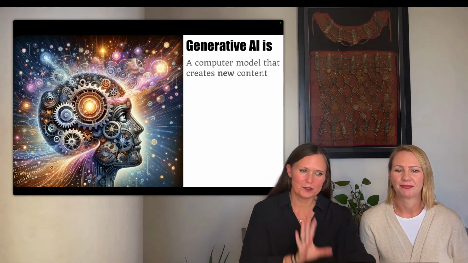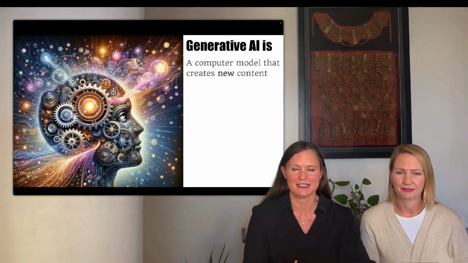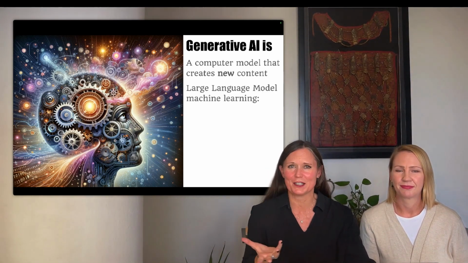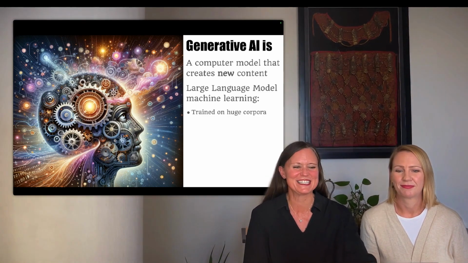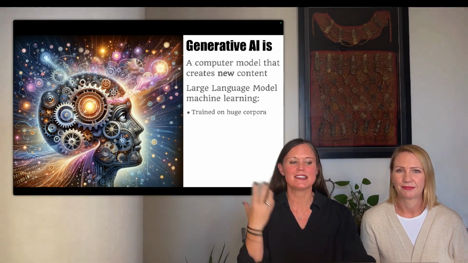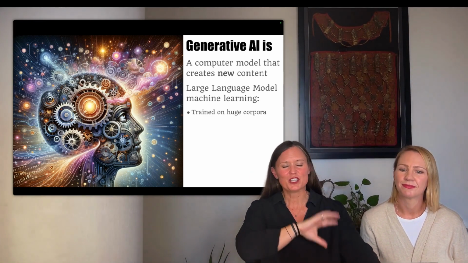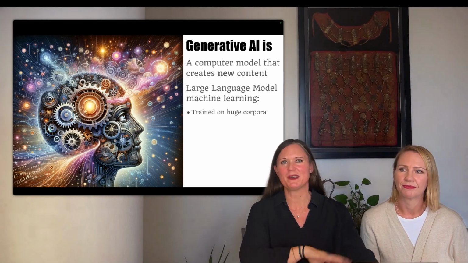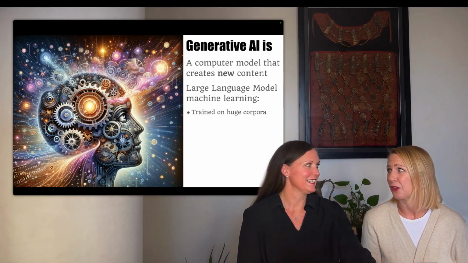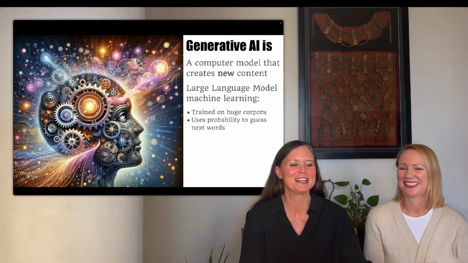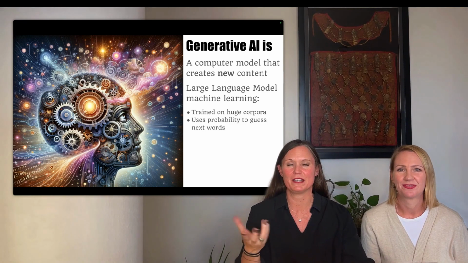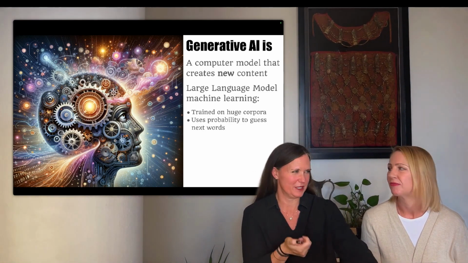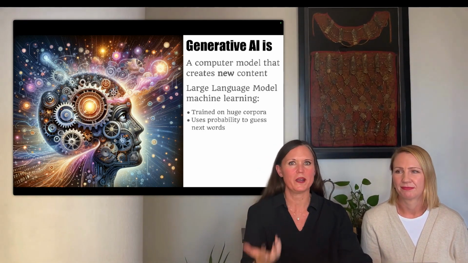Well, it's a computer model that creates new content. So, it's basically called a large language model, machine learning. Basically, these companies like OpenAI and Google trained these machines, these large language models, on a huge corpora of language, basically the whole of the internet. All that they could get their hands on. And some things they maybe shouldn't have. And they taught it to use probability to guess what's going to happen next, what words should come next, kind of like the predictive text on your phone, but way smarter.